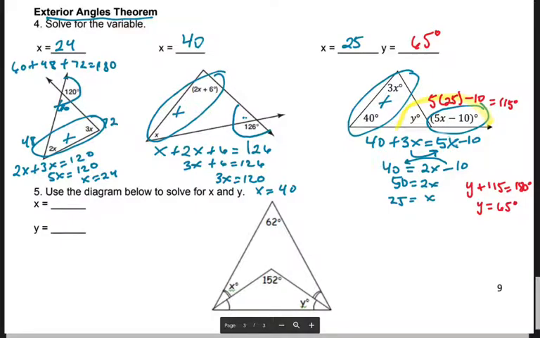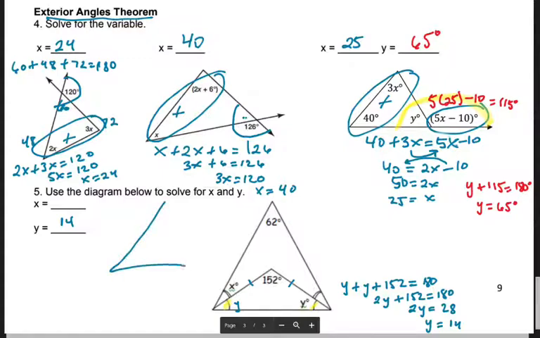So we have, first of all, I should know that this is an isosceles triangle because they're telling me right here that these base angles are equal to each other. So I can solve for y pretty easily because this should also be y. So y plus y plus 152 should equal 180. And so I get 2y plus 152 equals 180. Subtract 152 and I get 28. And divide by 2 and I get 14. So y equals 14.